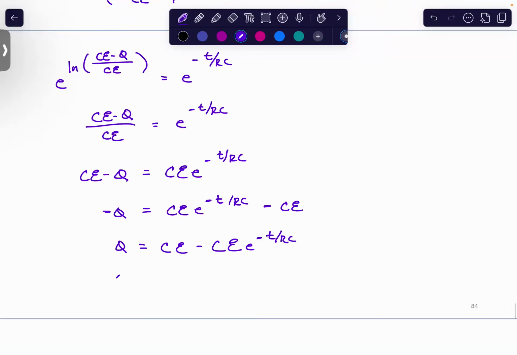And so then, if I factor that out, what goes inside the parentheses? 1 minus 1.